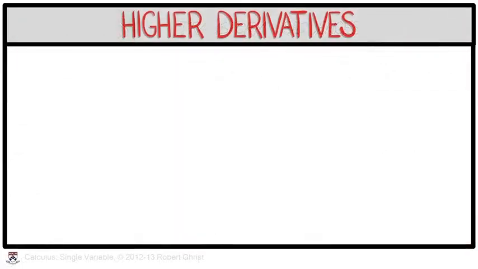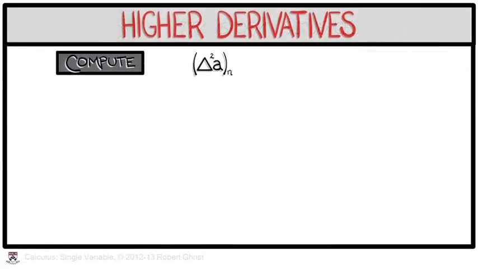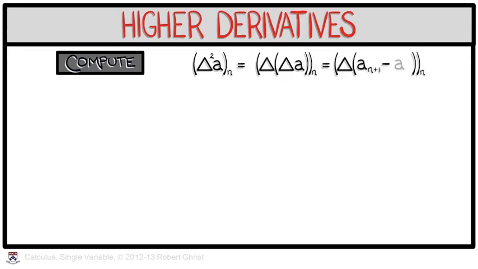Here is an application to higher differences. Let's say you want to compute the second forward difference of A at n. This is the forward difference of the forward difference of A. That is the forward difference of A sub n plus 1 minus A sub n, which, with a little simplification, gives A sub n plus 2 minus 2 A sub n plus 1 plus A sub n. What do you notice about those coefficients?